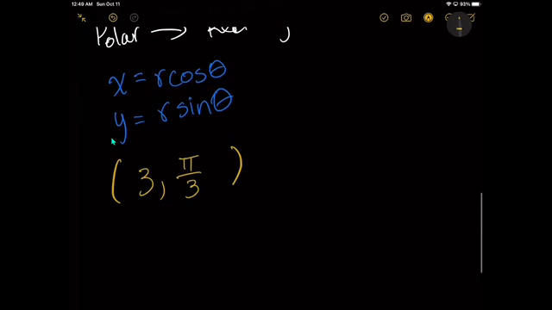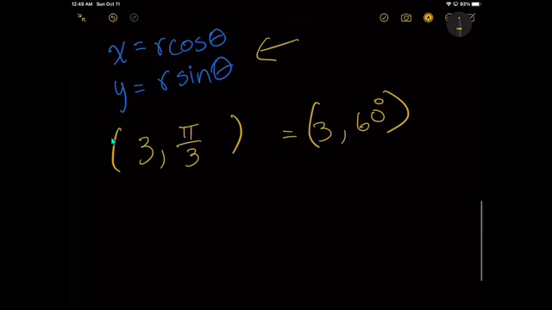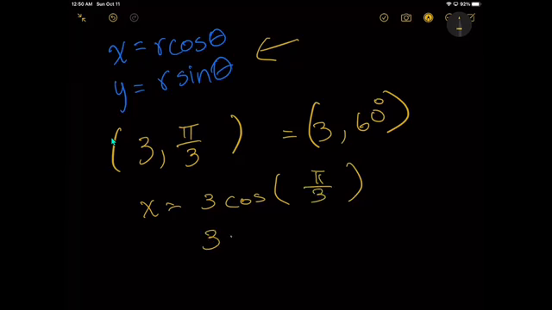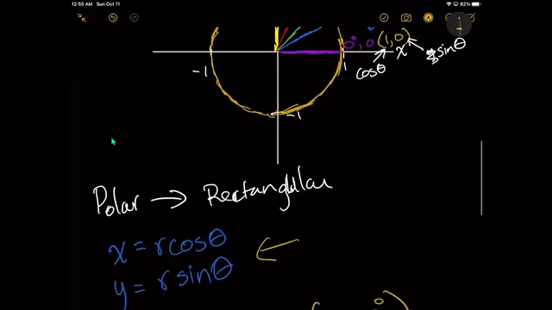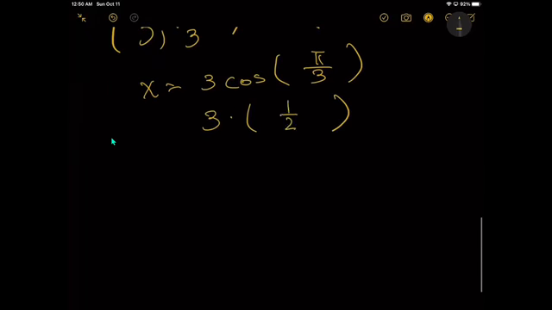I mean, these two formulas right here, and get the x value. 3, pi over 3 is the same thing as just writing down 3, 60 degrees as well. The x coordinate would just be x is equal to 3 times cosine of pi over 3, which is just equal to 1/2. So the x value is going to be 3 halves.